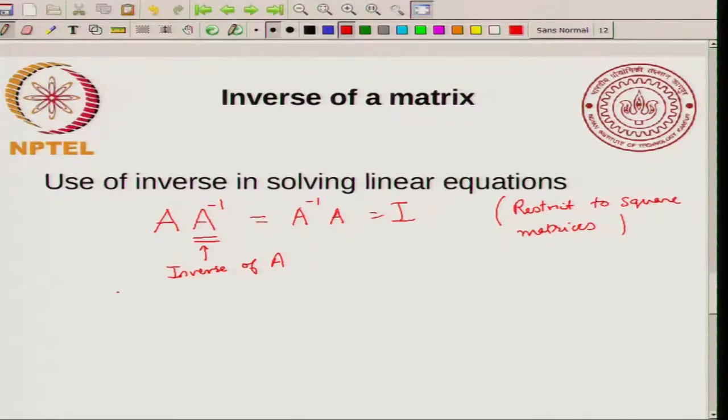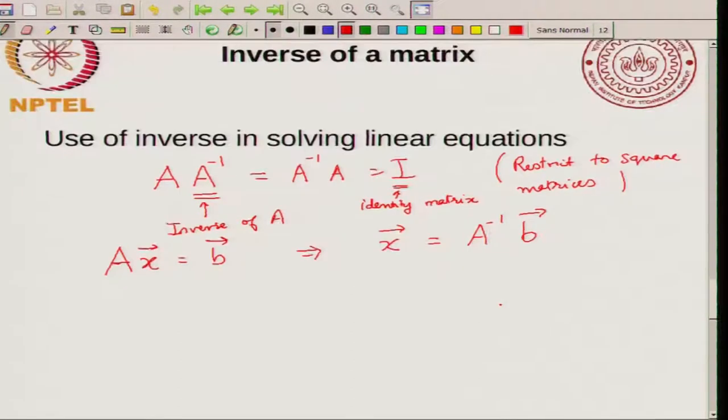Now suppose I had an equation Ax equal to B, my system of linear equations that we had earlier. You can immediately see that this implies x is equal to A inverse B. A inverse is a matrix. If I multiply both sides by A inverse, you can clearly see that A inverse A is nothing but the identity matrix. So I can write x as A inverse B. If I know the inverse of the matrix A, then I know the solution. So suppose I have a set of equations, I write it in matrix form and calculate the inverse of that matrix, I immediately know the solutions of those equations.